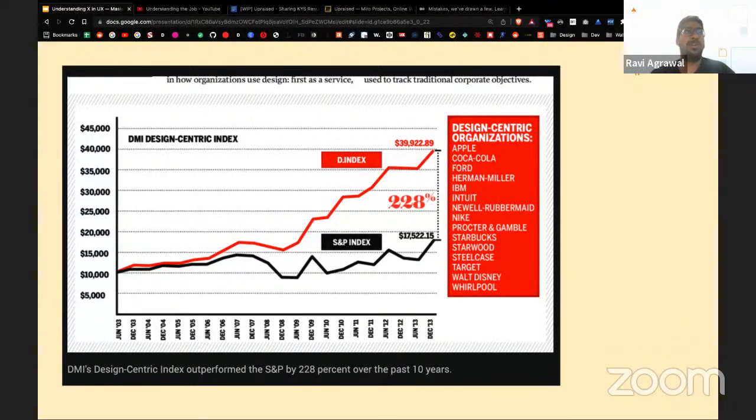If you look at this over the last 10 years, what this report says is that the DMI design-centric index has outperformed the S&P index by around 220%. What this means is customers value good design companies, and they are always going to outperform the norm, right? So it's very essential for us to understand what makes these companies, the pioneers in their industries, and what do they really do to drive design the way that it should be driven, right?